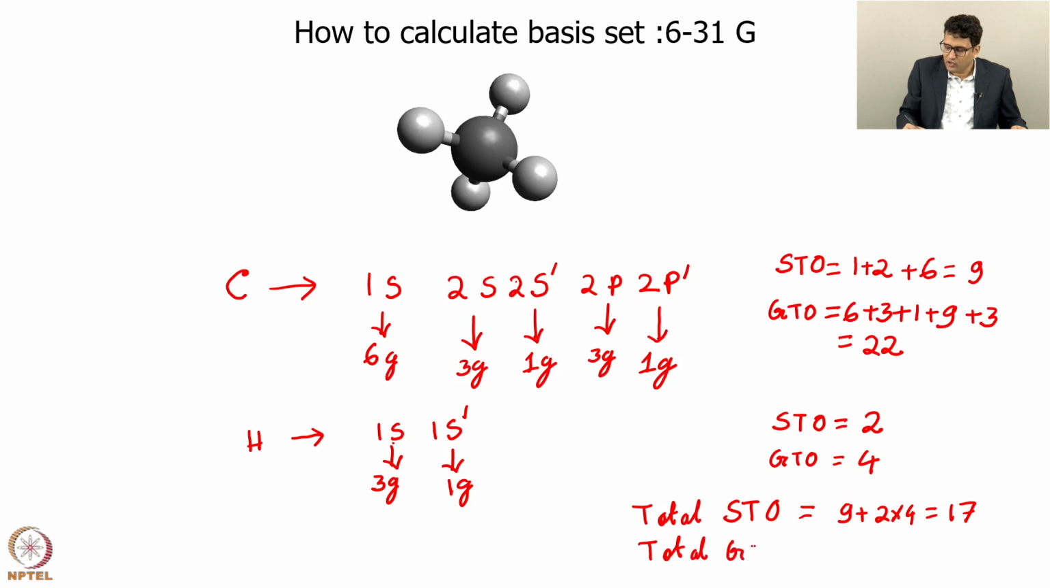And total GTOs, I should have written the S here also. So, in this case it was 22 plus 4 for hydrogen, so total 38. So, if I perform a calculation with this basis, it should give me total 17 STOs and 38 GTOs, and we will see from one of the Orca calculations, if I do a calculation on the same molecule, whether I get the same results or not.